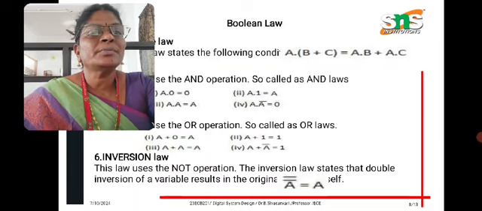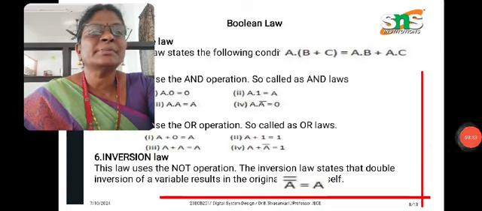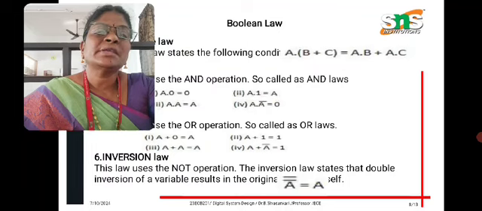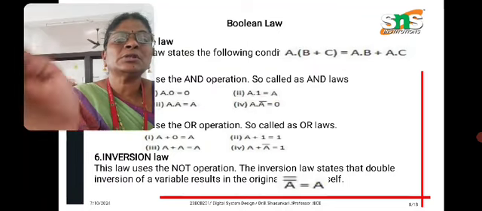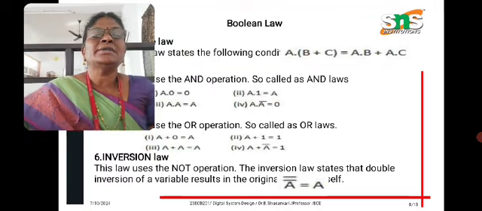And the OR laws are: A plus 0 is equal to A, A plus 1 is equal to 1, A plus A is equal to A, and A plus A bar is equal to 1. These are the laws. The fifth law consists of AND and OR laws.